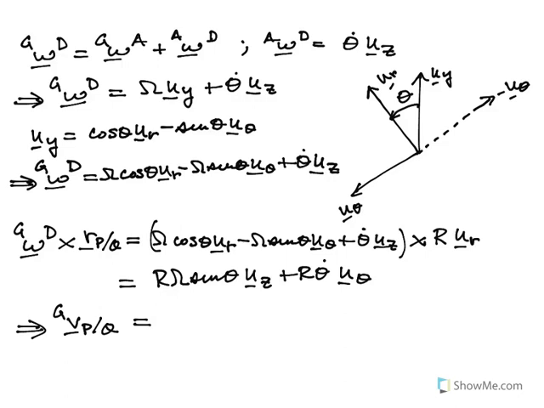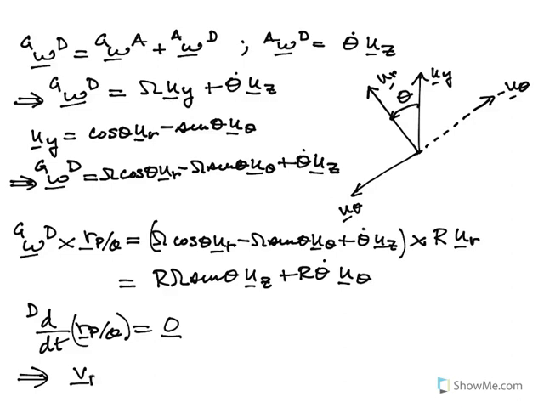Let's compute it so that we actually can finish this off. d dt in D of the position of P relative to Q is equal to 0, and that's just because r is constant, which gives the velocity of P relative to Q in G is equal to r omega, let's put it in the right order, r theta dot u theta plus r omega sine theta uz.